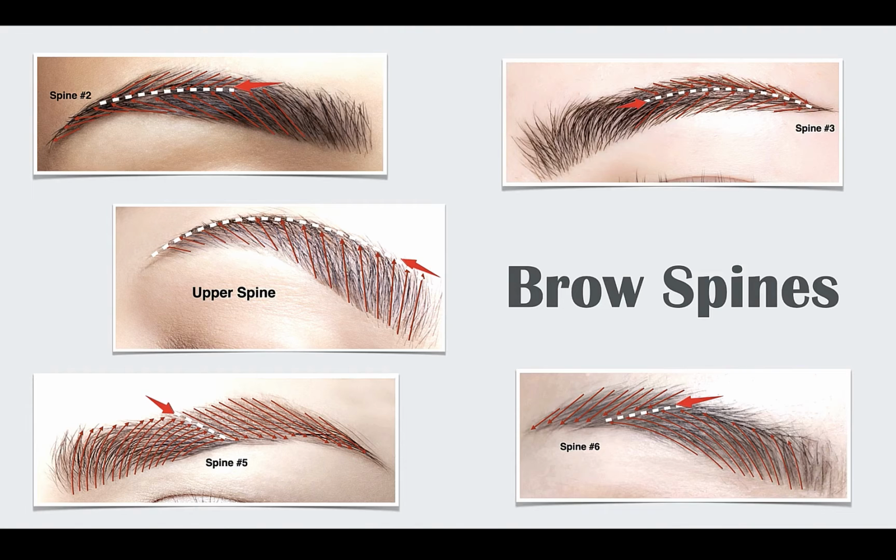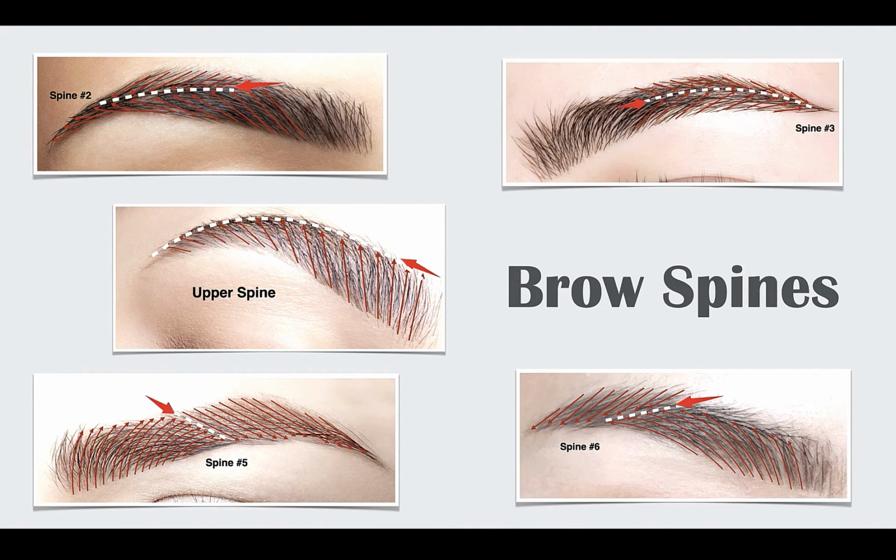One of those key elements is the hair growth patterns that determine a brow's spine. You will notice the hairs along the upper brow line frequently grow in the opposite direction as the hairs along the lower brow line. Where these two hair growth patterns meet is the darkest part of the brow and is called the spine.